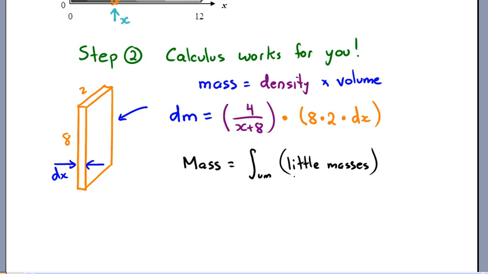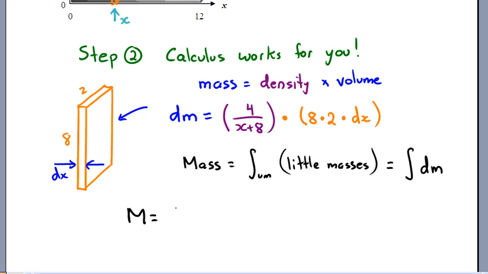Just take all the little masses and just add them up. It is going to be nothing but the integral of dm's. But the dm's, the little tiny mass elements there, are given by that expression there. So, okay, here we go.